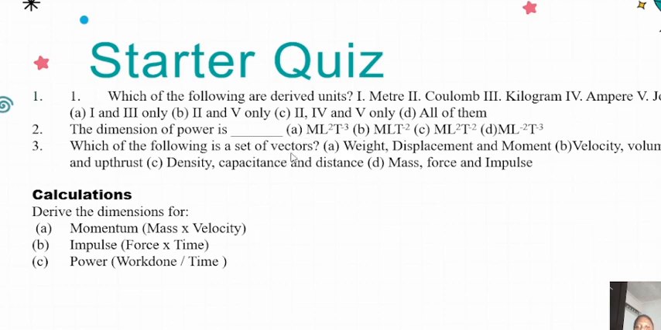So they said, which of the following is a set of vectors? Oh, we've not really done vectors, but vectors are quantities that have magnitude and direction. Don't worry, you will understand everything, and you can go back to the quiz and answer.